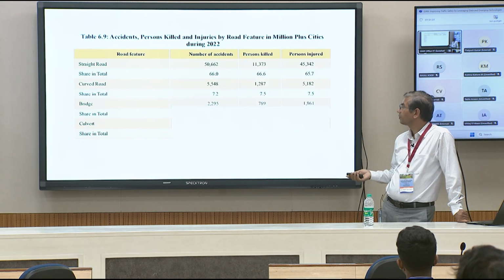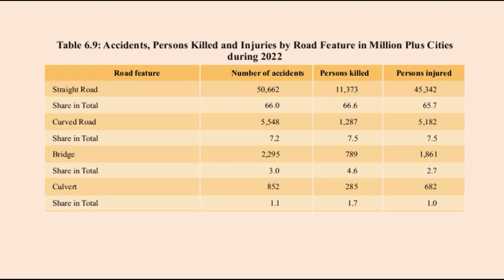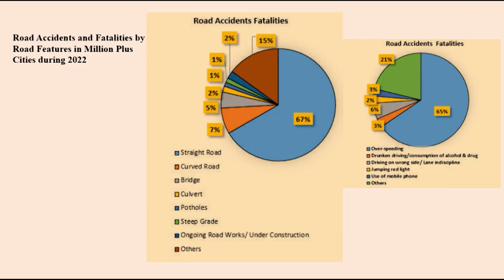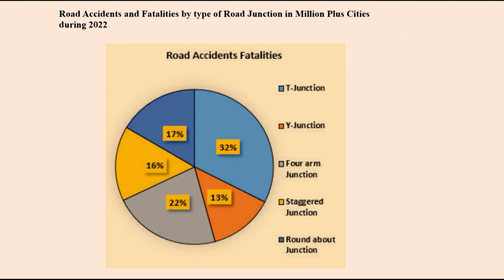If you see the proportion, you might expect it will not be a straight road, because driving on a straight road has become very easy. So why should accidents happen on the straight road? But the majority of accidents, even fatal accidents, are happening on the straight road. How can you justify this? Over-speeding can happen on a straight road, and that is why we see most of the fatalities there.